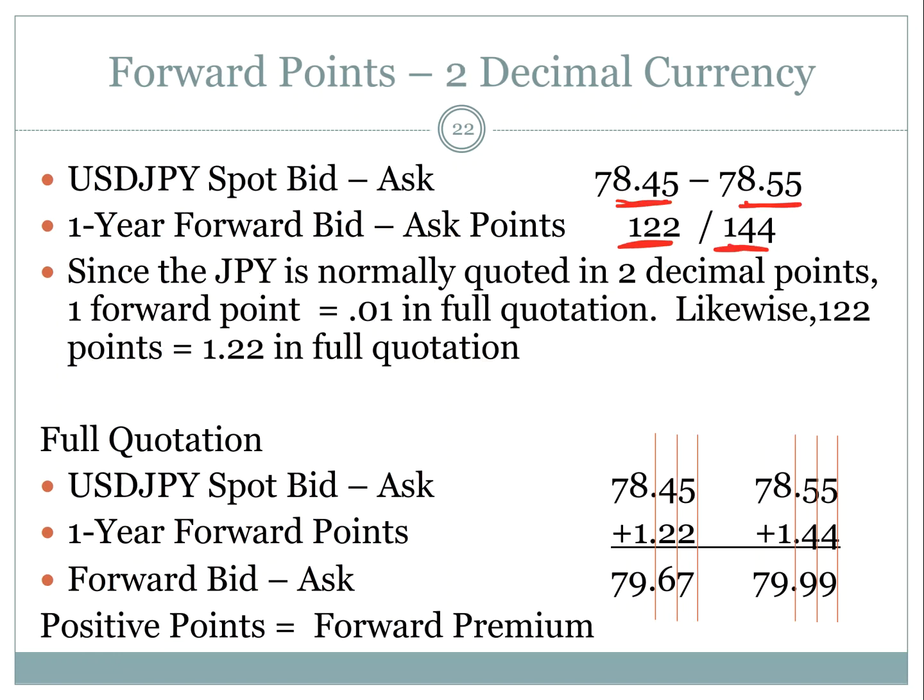All right, here's a 2 decimal place currency. The yen is selling on the bid at 78.45 in the spot, 122 pips on the 1 year. Okay, well, let me just right justify 122 against the last decimal place in the spot, and then fill in wherever that decimal place lays. So I must have to add 1.22. So what they're telling me is the forward price is 79.67.